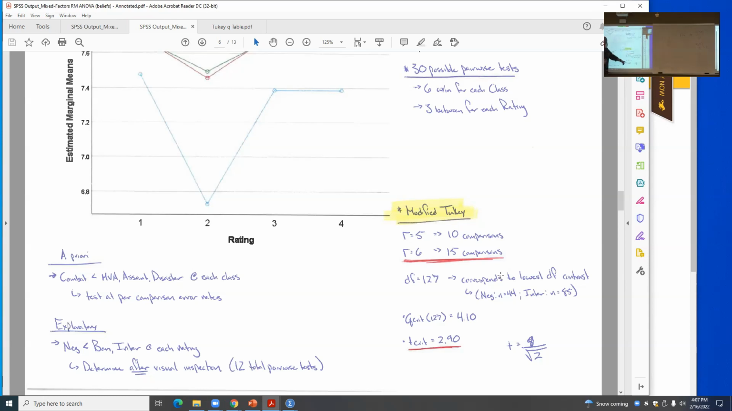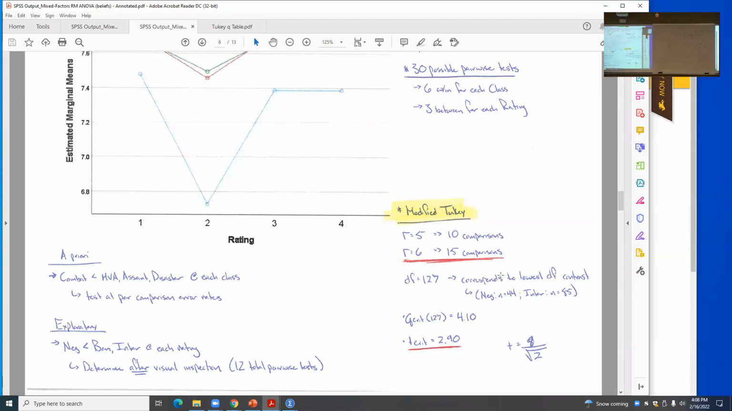Okay. So if I do that, you won't find this in the table because it's a weird degree of freedom, but if I go on an online calculator and ask for my Q critical with R equal to 6 and 127 degrees of freedom, I get a Q critical of 4.10. That would say that any comparison that I run with Tukey would need to have a test Q of 4.10. But test Q is a pain because it's a whole bunch of stuff. What I can do is take that critical value, turn it into a T, and that gives me a critical T of 2.9.